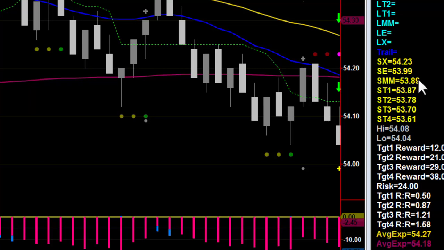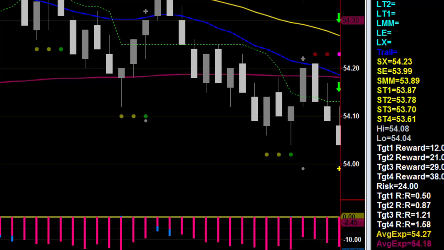The primary objective is to take profit at target 1 if it is 10 ticks or more. And we can see here in the data window that it is 12 ticks. Secondly, we want to take profit at target 2, which would be 21 ticks. Of course, one has the option to trade to the larger targets as well, which are often hit, and you could even trail for the home run trade. So there's a lot of flexibility.